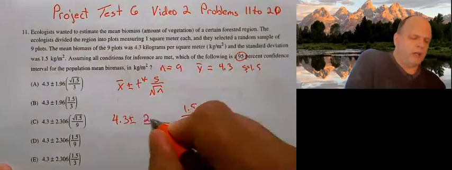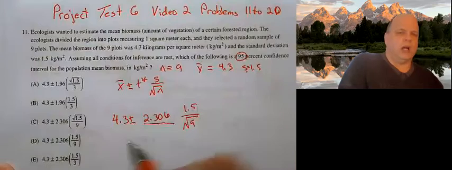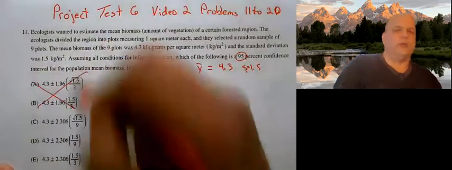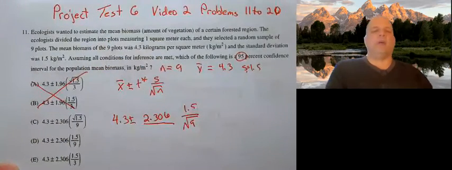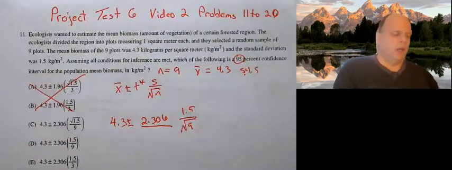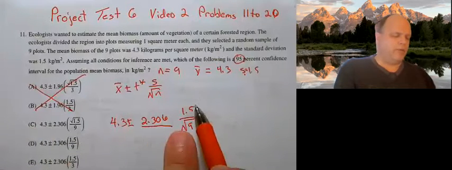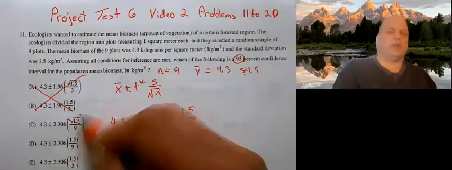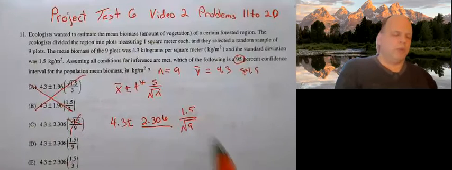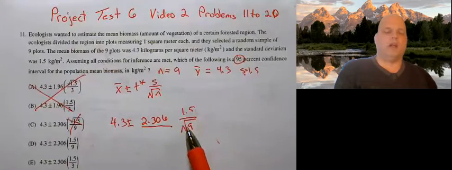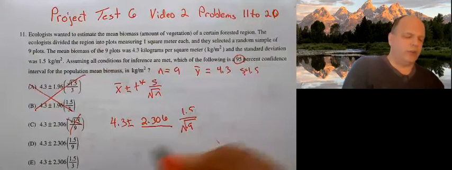So real quickly, I go, you know what? That gets rid of these first two. And I'm going to come back to those in just a moment. We all have 4.3 down. That's good. We have 1.5. This one's wrong because it has a square root above it. Then we have here the square root of 9. Be careful. The square root of 9 is just 3.